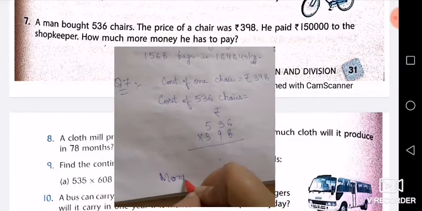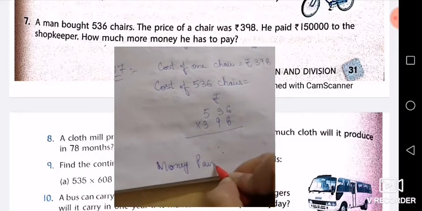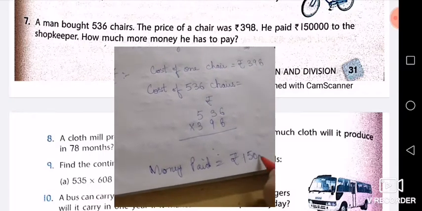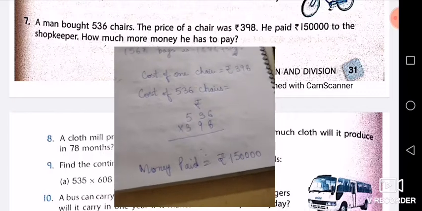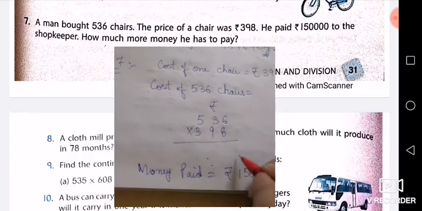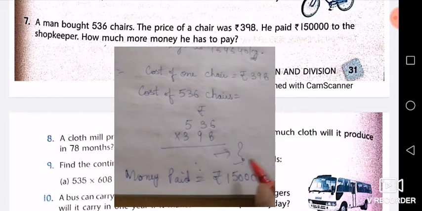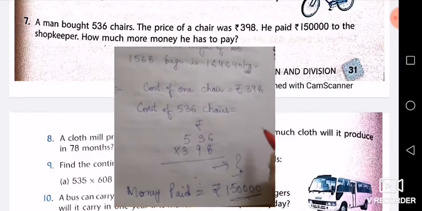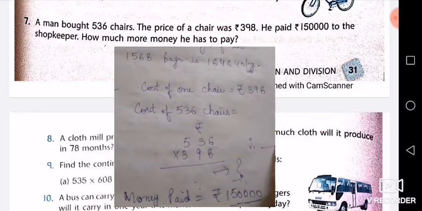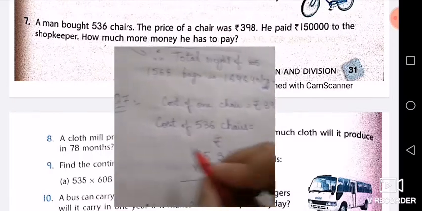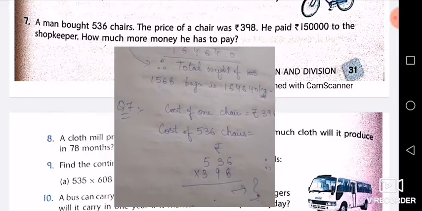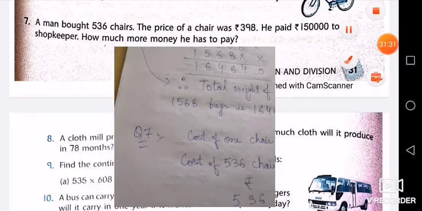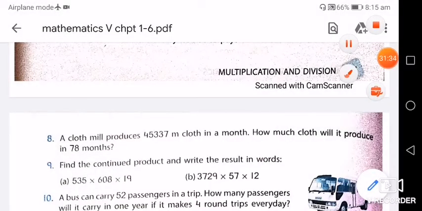How much money is paid already? That is rupees 1,50,000. That is given. Already it is given to the shopkeeper. So whatever you will get here, out of that you will subtract this 1,50,000. So you will get the answer. Therefore, this much more money he has to pay. This question is same as question number 4. So you will do this question number 7, and tomorrow we will start with question number 8.